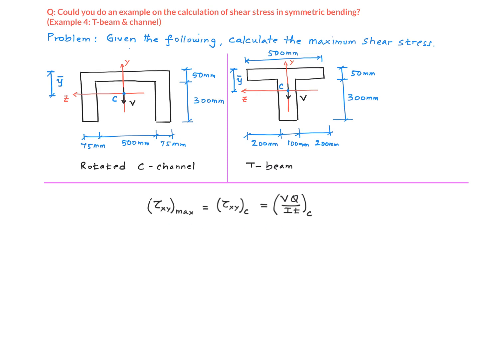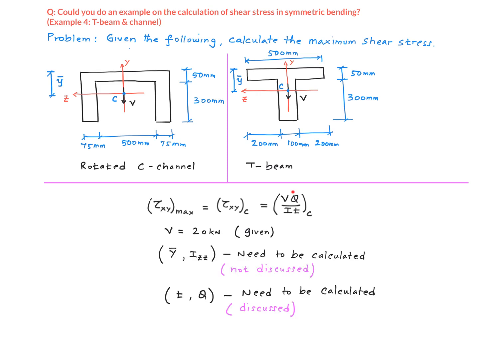So this is the formula we're going to be using to calculate the shear stress due to the shear force V. You might also recall that the maximum shear stress occurs on the z-axis, the axis that passes through the centroid of the section. The use of this shear formula requires these parameters V, Q, I, and t. The shear force V is given. We need to calculate y bar, that is the location of the centroid along the y-axis, and the second moment of inertia about the z-axis, I_zz, right?